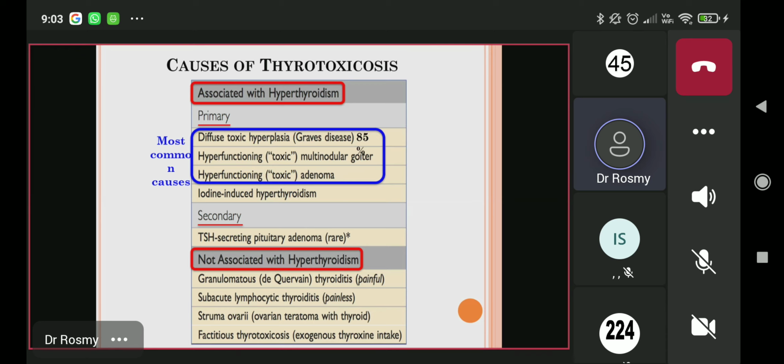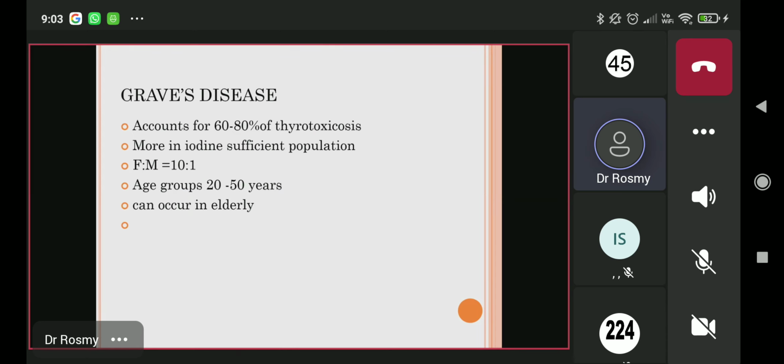Next is Graves' disease, the most important and a classical example when we talk of a hyperthyroid patient. As has been mentioned, around 60 to 80% of cases who come to you in the emergency or in the OPD, who are having thyrotoxicosis, will turn out to be Graves'. And as mentioned, it is found in places where there is a sufficient amount of iodine in the population. Again, I have mentioned a ratio, female to male is 10:1.